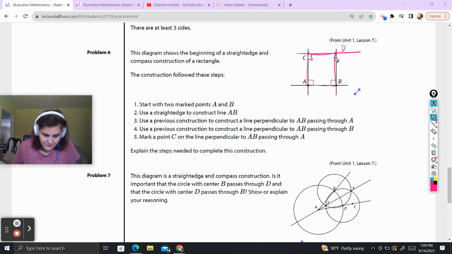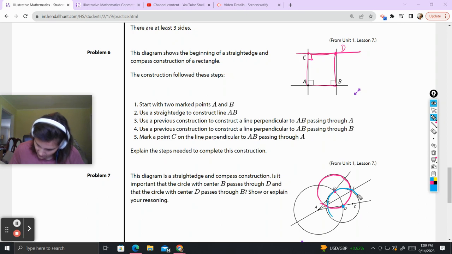Problem 7. The diagram is a straight edge and compass construction. Is it important that the circle with center B passes through D and the circle with center D passes through B? Show or explain your reasoning. So we have the circle with center B. It's this circle over here. Does it have to pass through? The edge of this circle is passing through D, which is over here.